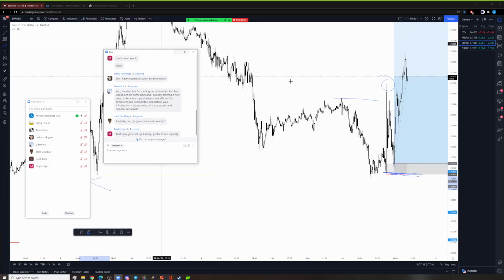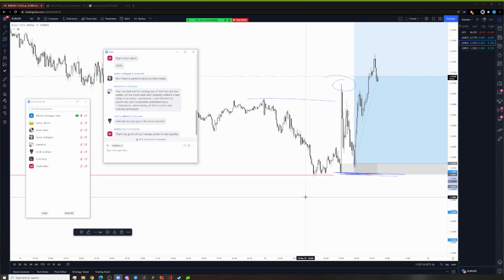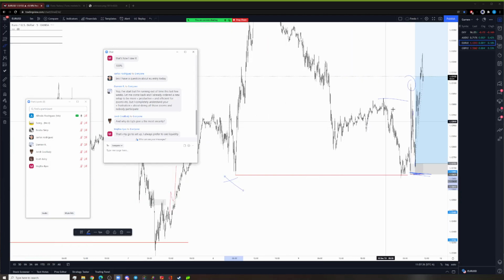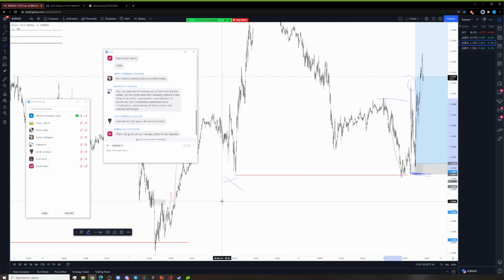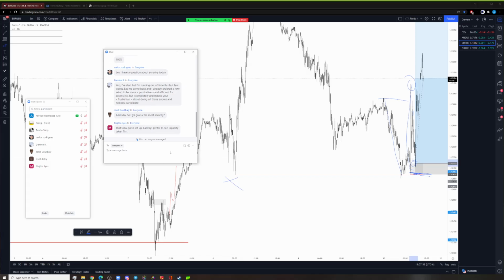Somebody could have seen this completely differently. Somebody could have seen this as a bearish break of structure, then a bullish break of structure, and then just an order flow continuation. I'm only seeing it like this because this is what I like to see. But yeah, liquidity.